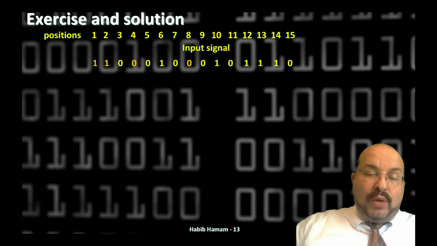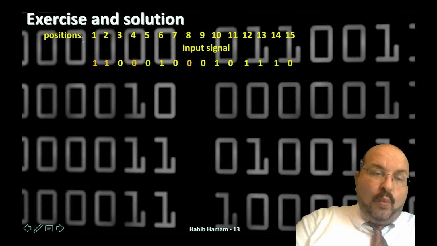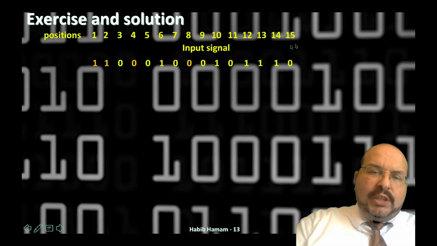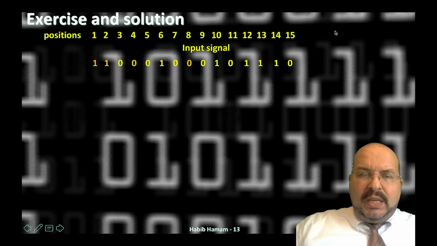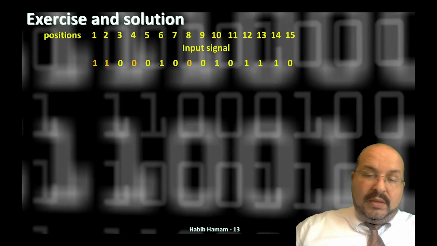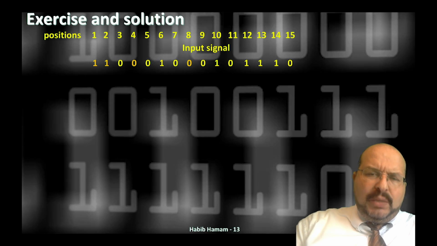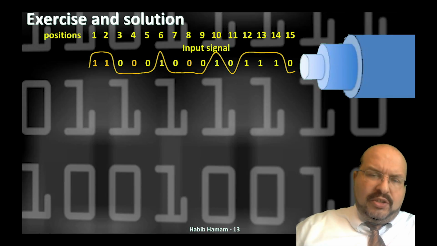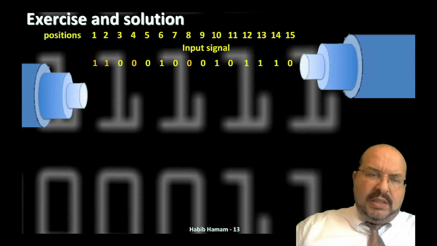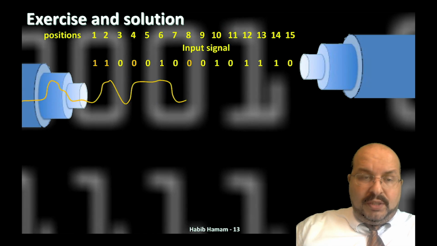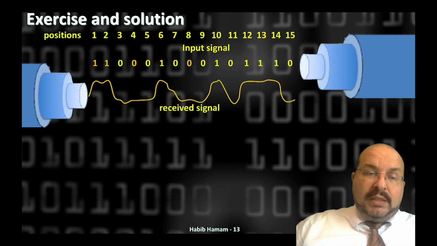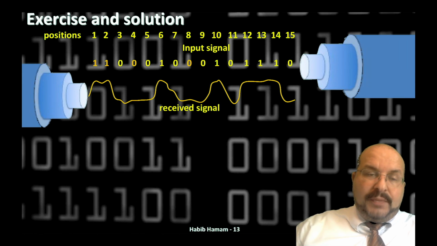We have 4 additional bits at positions 1, 2, 4, and 8. We did this according to the Hamming scheme. Now, if we send this into the channel, errors may happen. Let us suppose that we have one error. So we send this into the optical fiber, for example, and at the other extremity, we obtain a deformed signal, a received signal which is not identical to the original one, and here we have an error.